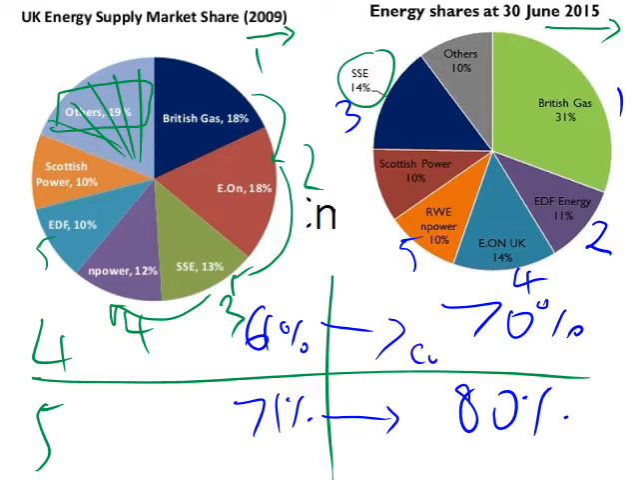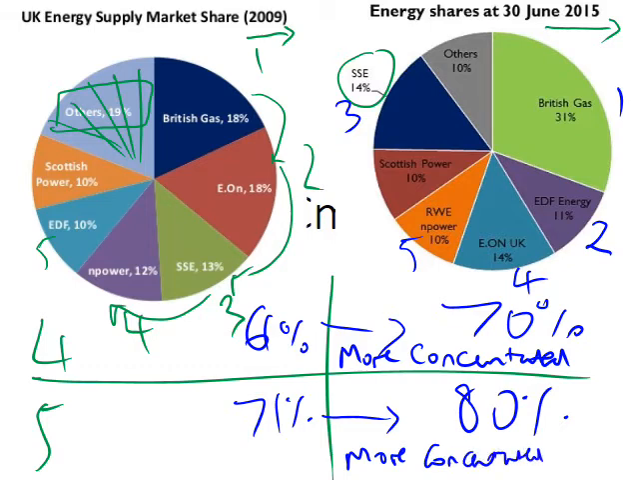So one way to talk about it is in terms of concentration, and if it is getting a larger market share, it's more concentrated. So more concentration is the same as less competition, and vice versa. More competition is a less concentrated market, and in both of the ratios you've got a more concentrated market over time.